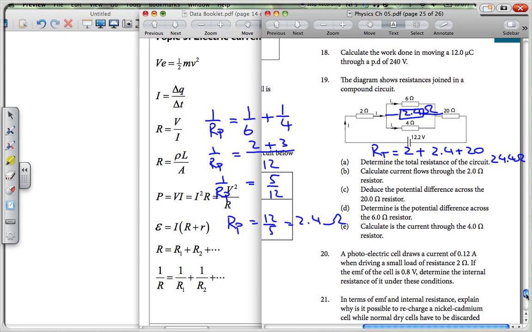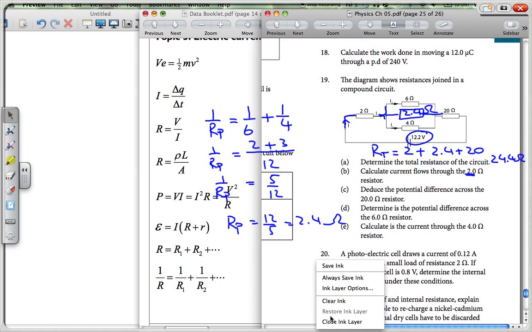Calculate the current flowing through the 2 ohm resistor. Now the 2 ohm resistor is going to have the total current flowing through it because it will go through there and it will split up here, but through the 2 ohms. So to work out the total current, we need the total voltage and we need the total resistance.